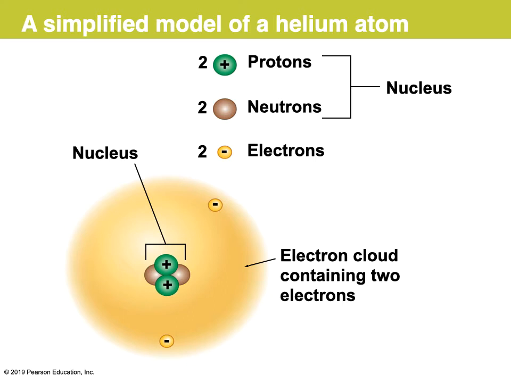Now the protons and the neutrons together make up the nucleus. The neutrons have no charge, right? Hence neutral. Protons have a positive charge. Typically, the number of electrons is going to equal the number of protons, so that you have an even balance of positive and negative charge. So 2 protons in the nucleus, 2 electrons circling that nucleus.